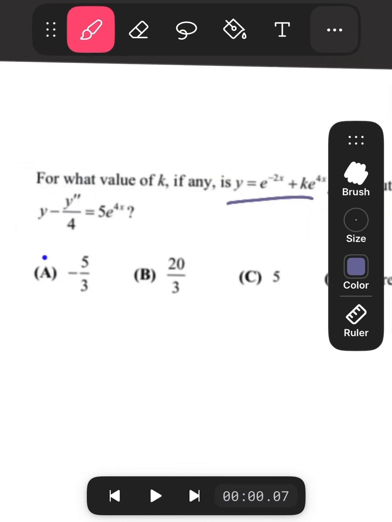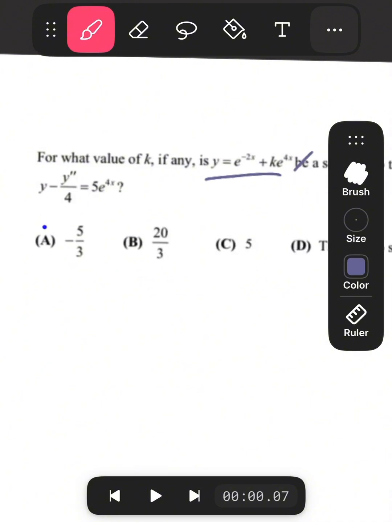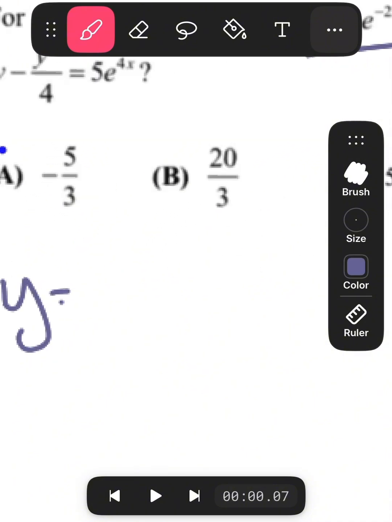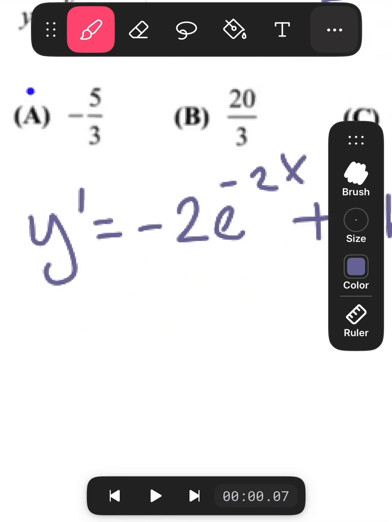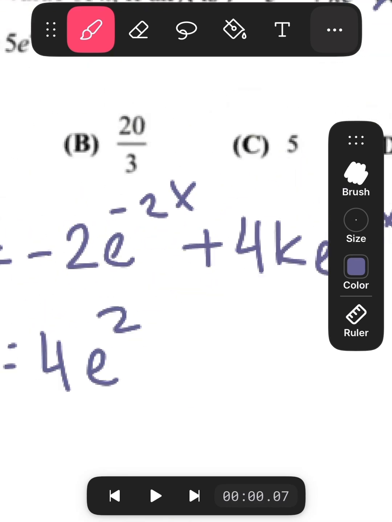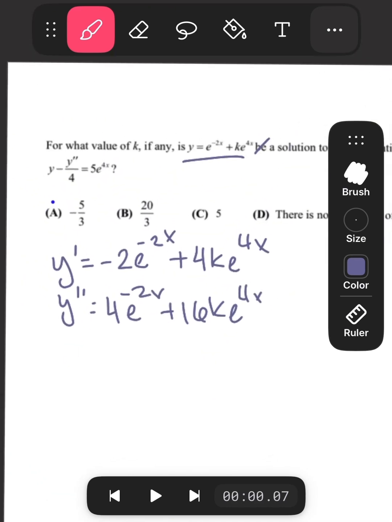We need the derivatives to be able to plug y double prime in. By the way, if you ever get a problem that just has one prime, you don't need to find the double prime. You just need to find the terms that you need, given the solution, to figure out if your solution satisfies the equation. All right, so let's do this. y prime equals negative 2 e to the negative 2x plus 4k e to the 4x. Take that again: y double prime is 4e to the negative 2x plus 16k e to the 4x. All right, now let's plug that in.